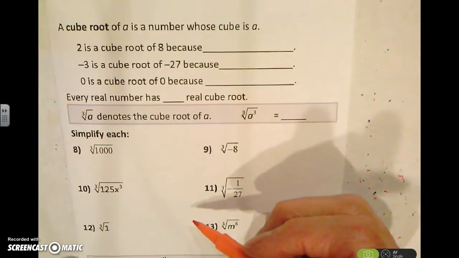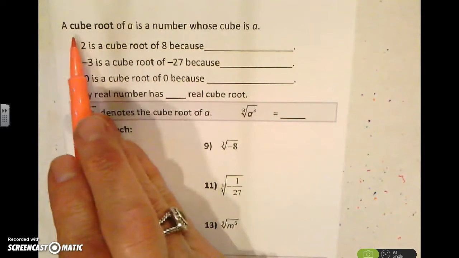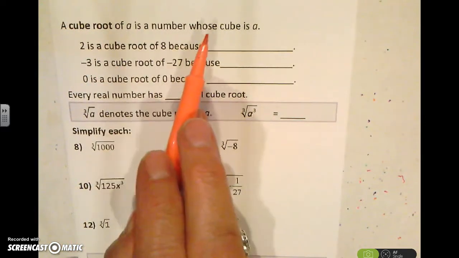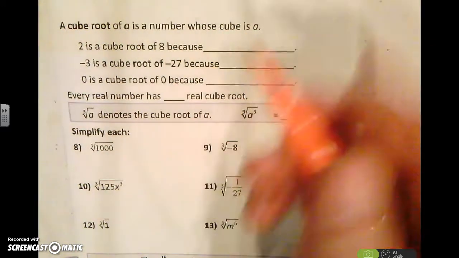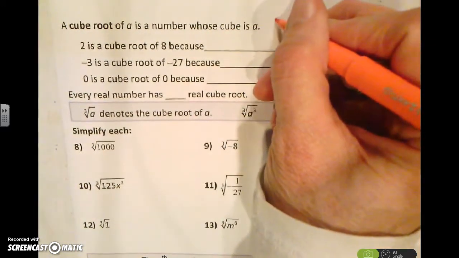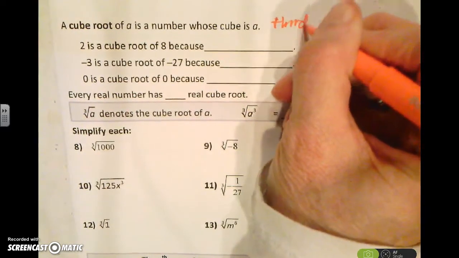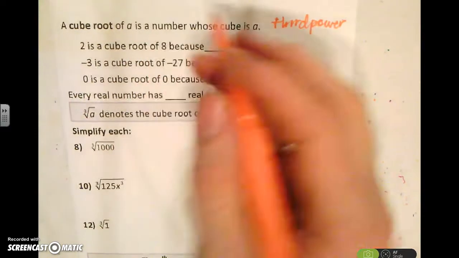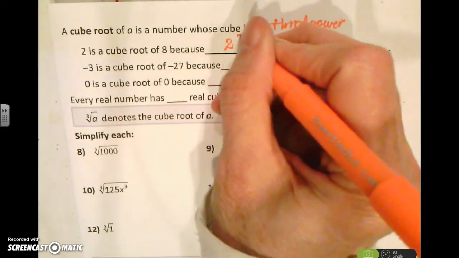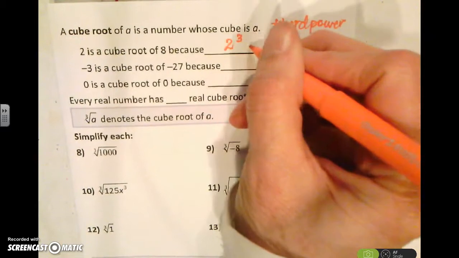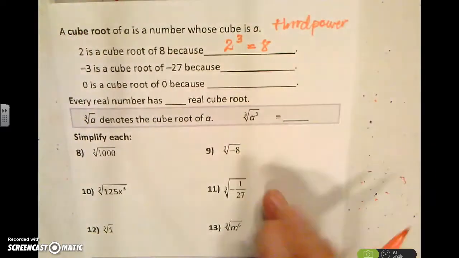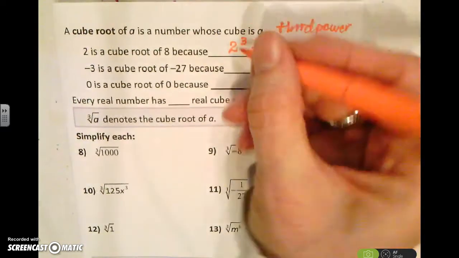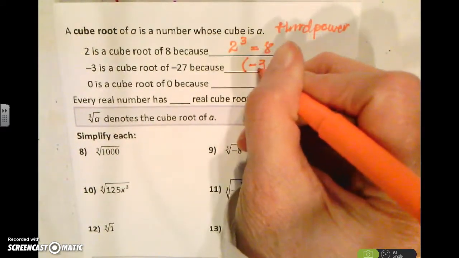Now that was all a bit of a review, but now let's talk about what a cube root is. A cube root of a is a number whose cube is a. And remember that a cube means to raise it to the third power. So 2 is a cube root of 8 because 2 to the third, which is 2 times 2 times 2, is equal to 8.